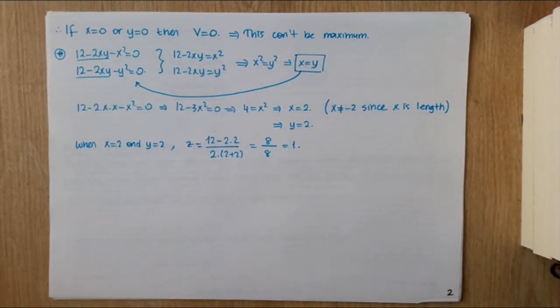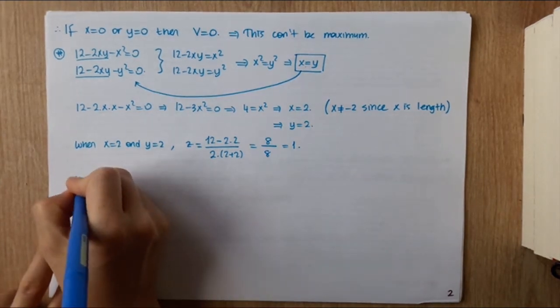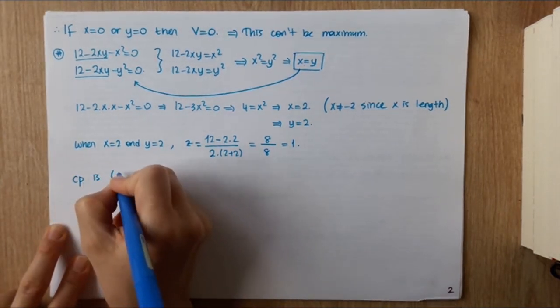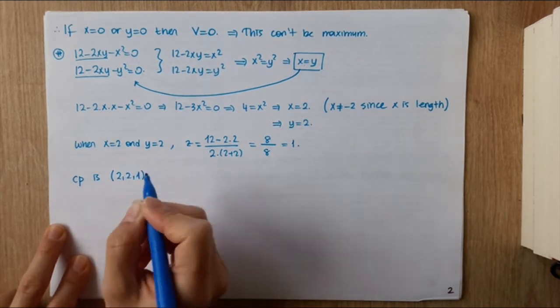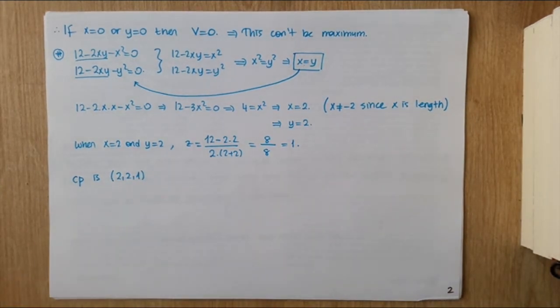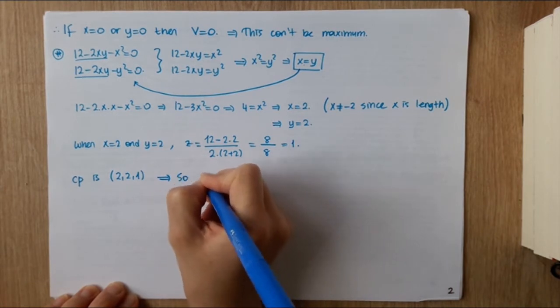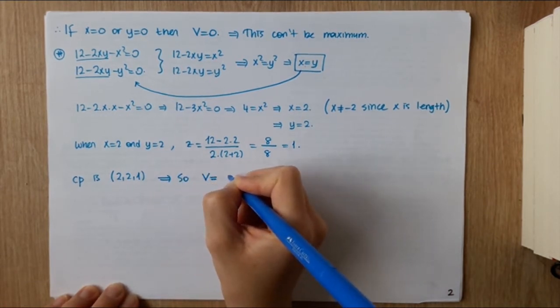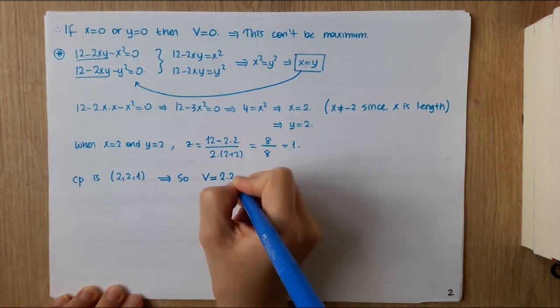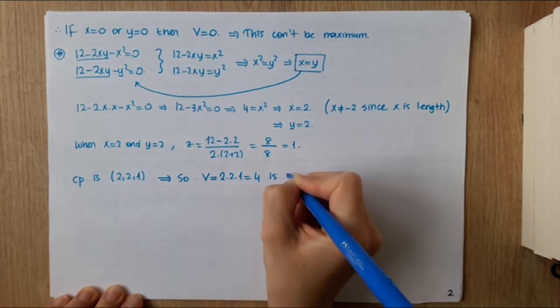So as you can see, we obtained the critical point. The critical point is (2, 2, 1). So we have only one critical point, which means we have the maximum value at that point. The absolute maximum of V occurs when x is 2, y is 2, and z is 1. So the maximum value of the volume is 2 times 2 times 1, which is 4.